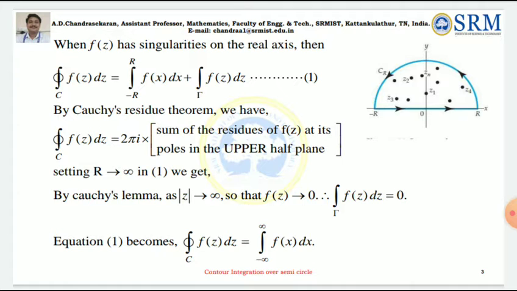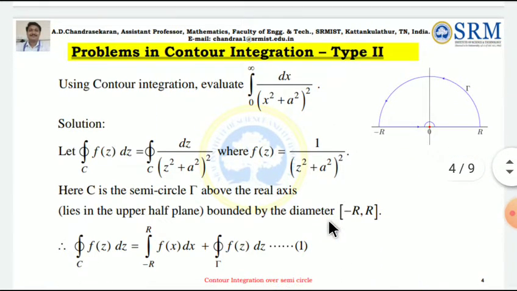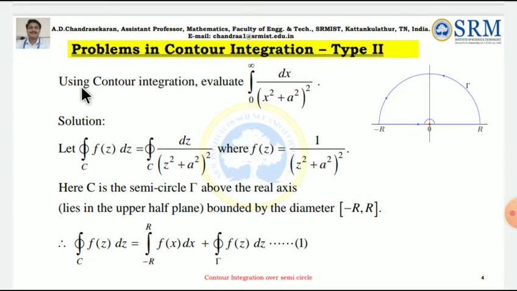You can easily understand this second type. So the problem in the type 2 contour integration: evaluate the integral from 0 to infinity of dx by x squared plus a squared, the whole squared, using contour integration. In type 1, do you remember, it was theta, cos theta, sin theta, d theta, but there is no theta here, only the real x. Clear? So this comes under the second type of contour integration.